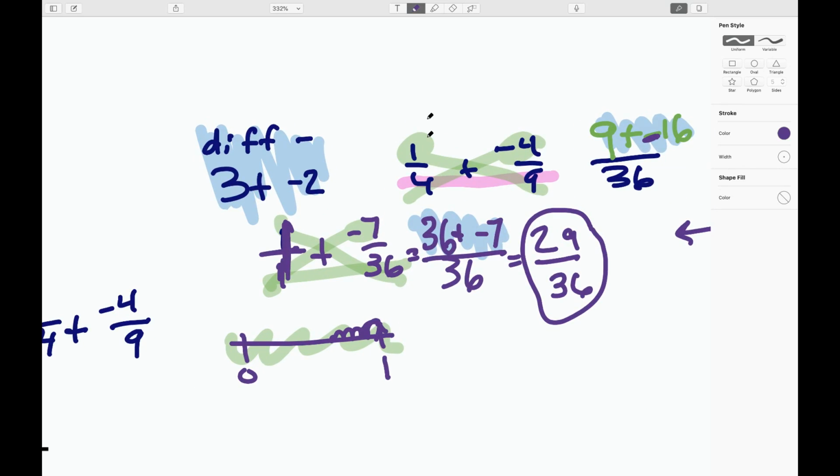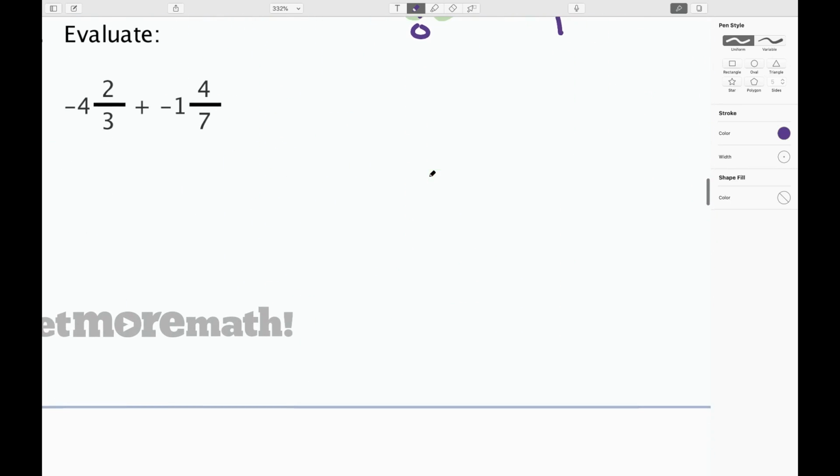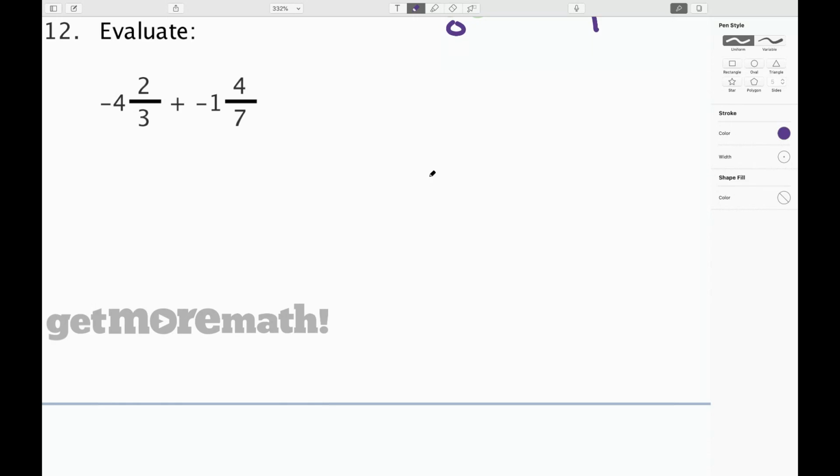Okay, so on this next one, we have -4 2/3 plus -1 4/7. Now, in this case, they're both negative. So we'll see what ends up happening. If we have same sign, we add, give the sign they share. All right, so I'm just simply going to put these two together. So -4 plus -1 is -5. They were both negative. Okay, and then I've got -2/3 plus -4/7.